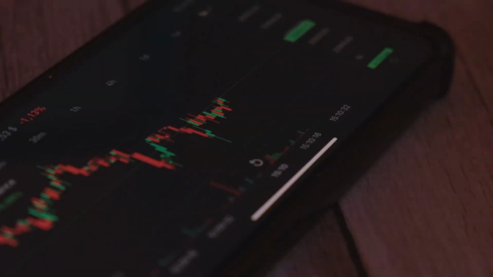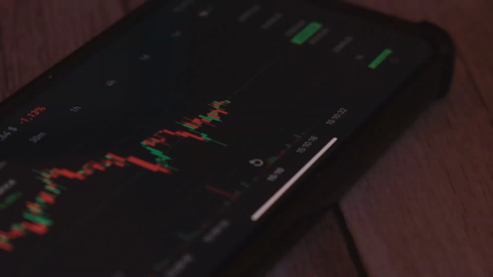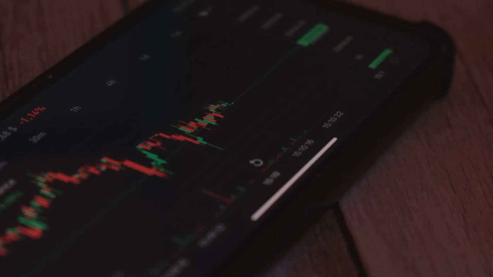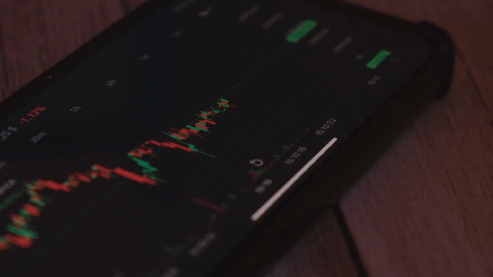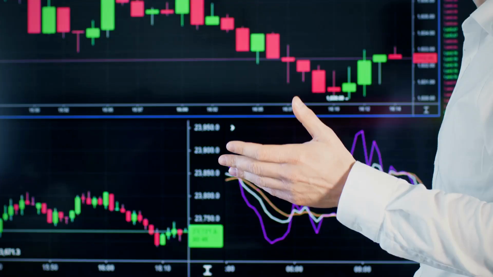This guide will break down everything you need to know, from the basic parts of a candle to the powerful patterns they form. By the end, you'll see the market in a whole new light, ready to make smarter, more informed decisions.